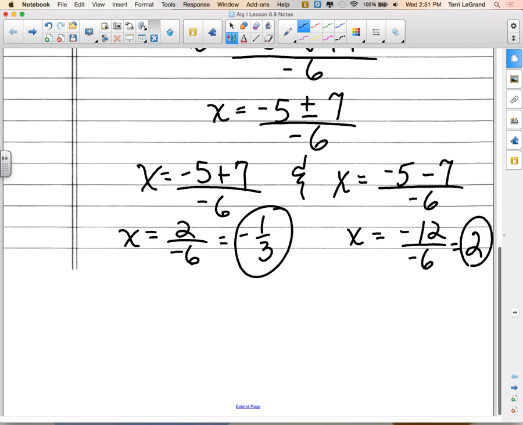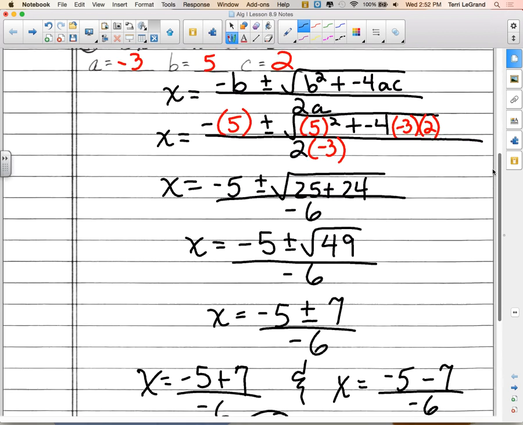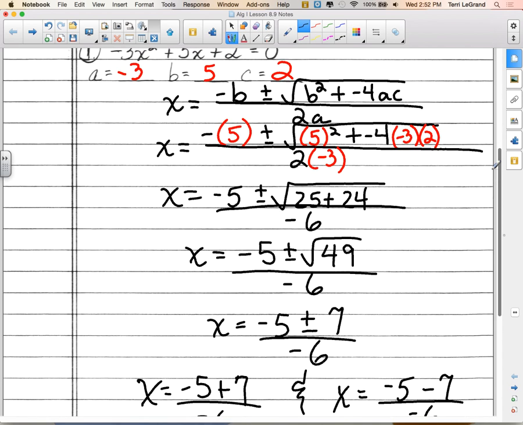Would it open up or would it open down? Down, because our A value was negative, wasn't it? Now, they do take up a lot of room, but the good news is I'm not going to make you check your answers. So you should do it. Put it back into your equation.